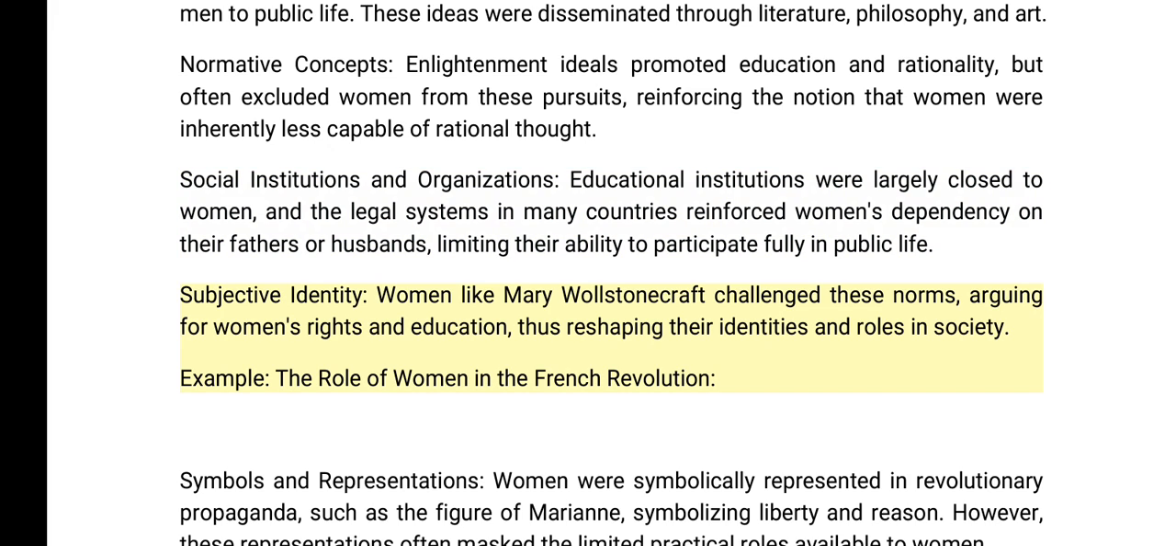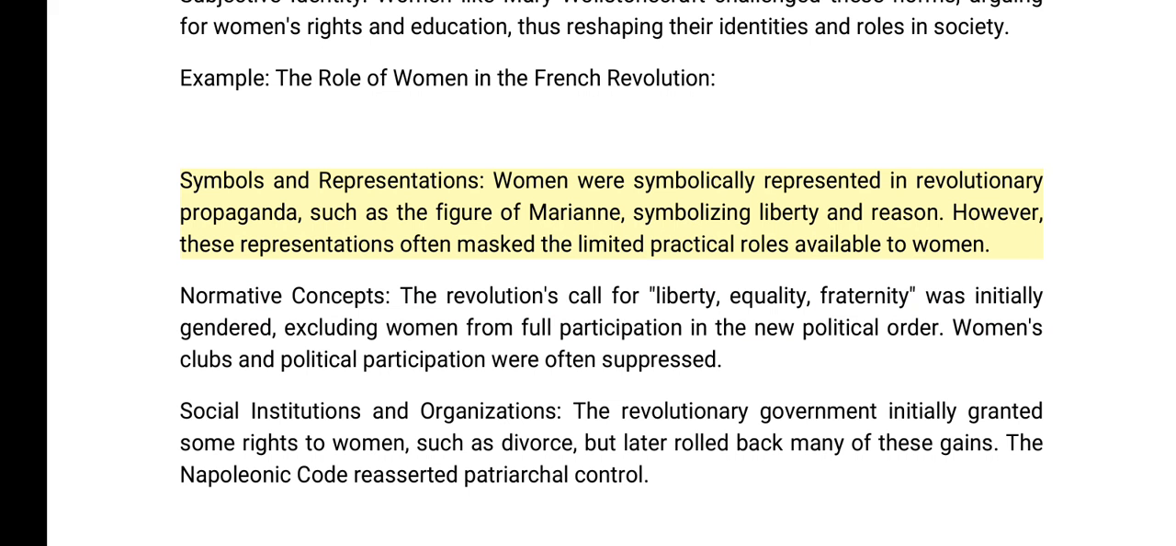Subjective identity. Women like Mary Wollstonecraft challenged these norms, arguing for women's rights and education, thus reshaping their identities and roles in society. Example. The role of women in the French Revolution. Symbols and representations. Women were symbolically represented in revolutionary propaganda, such as the figure of Marianne, symbolizing liberty and reason. However, these representations often masked the limited practical roles available to women.